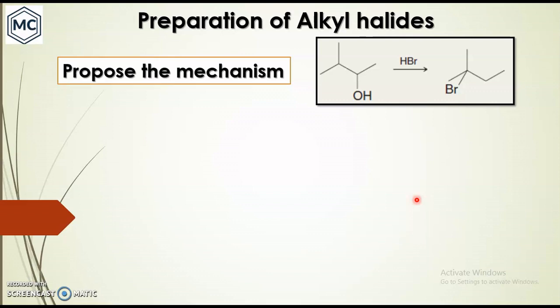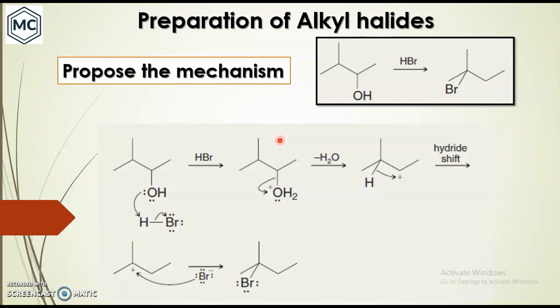Okay, one question for you. Propose a mechanism for the formation of this compound out of this alcohol. Here you can see that your OH is not directly substituted by bromine. Here bromine is at a different position, and the same carbons are in the product too. So guess what changes occur. So far we have seen OH being directly substituted by halogen. So you try to write the mechanism of this reaction after pausing this presentation. Anyway, I will give the mechanism.